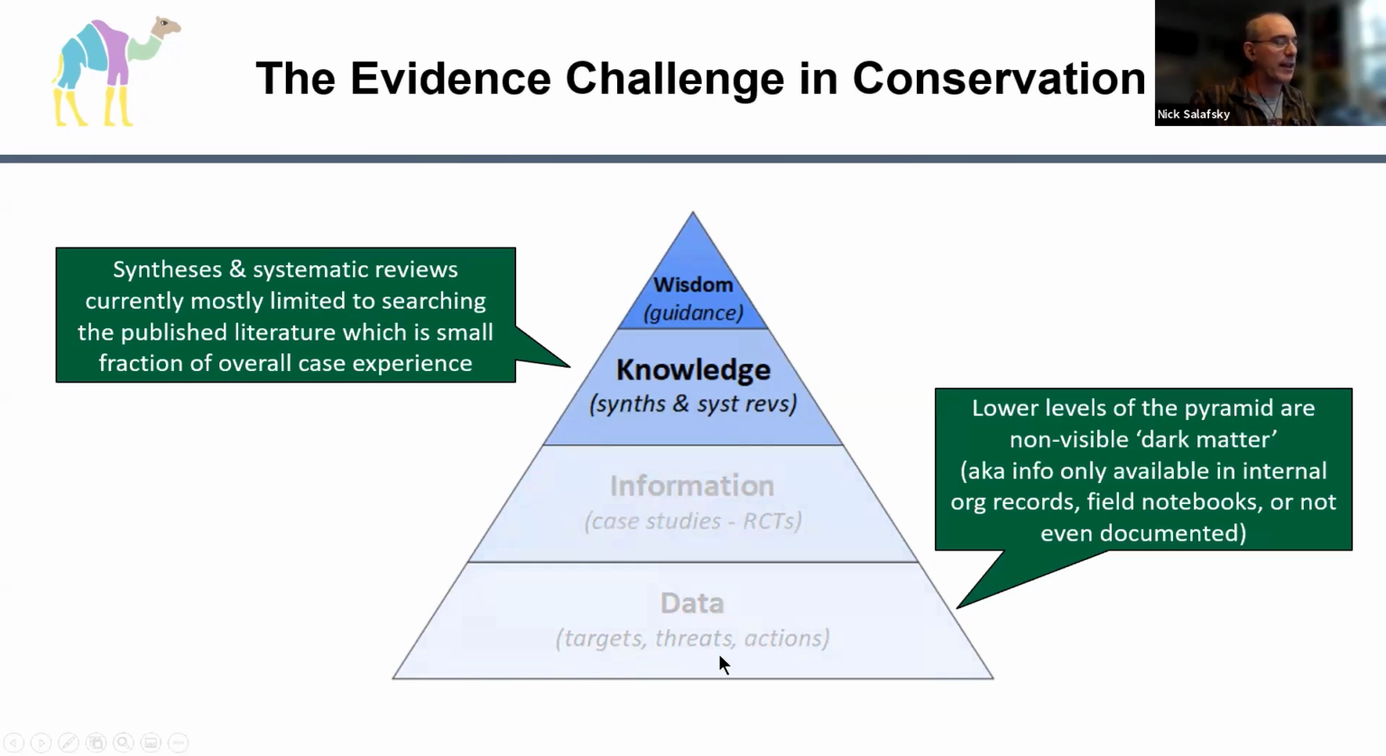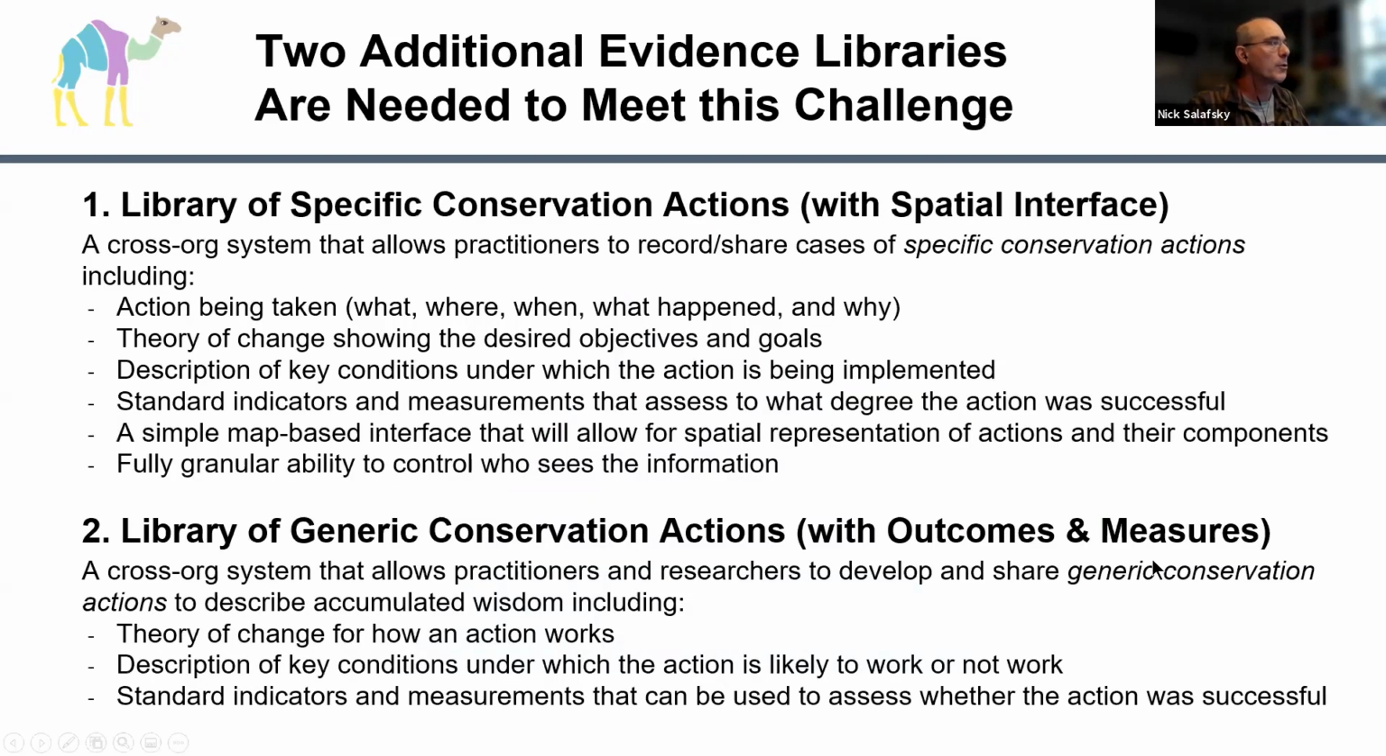And what we really want to be able to do is get into those evidence conversations all that dark matter that's only available in org records or field notebooks or not even documented. And so we think we need two evidence libraries to meet this challenge. We need a library of specific conservation actions, maybe with a spatial interface. And then we need a library of generic conservation actions with outcomes and measures.